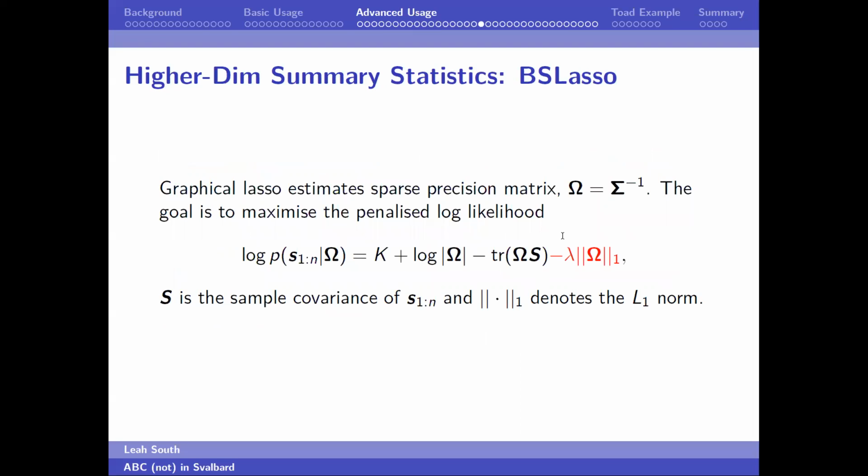Okay, so here's the estimator. What we have in black is just the standard estimator we use, but you can see that now we've subtracted this lambda times the L1 norm of the precision matrix. As we increase lambda, we're going to get more sparse precision matrices. And that means we might be able to use fewer simulated data sets in these high dimensional settings.